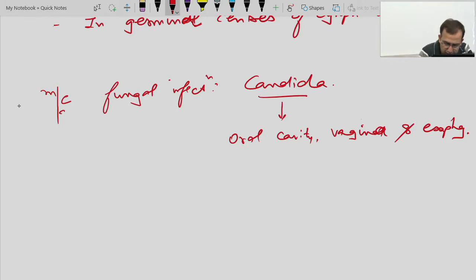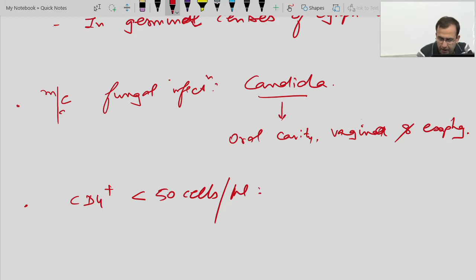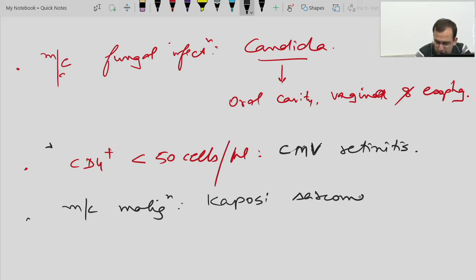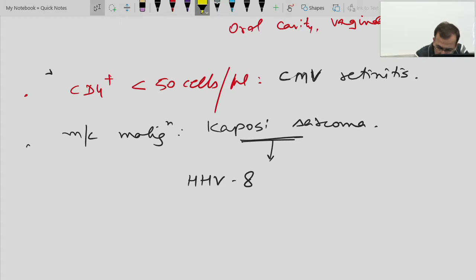Next point, if the CD4 count is massively reduced, that is a CD4 count less than 50 cells per microliter, it is associated with CMV retinitis, cytomegalovirus. This point again is asked. Next point, the most common malignancy in AIDS is Kaposi sarcoma. Associated with which virus? Associated with HHV8. So I can rephrase this question as HHV8 is associated with, one is obviously Kaposi sarcoma.